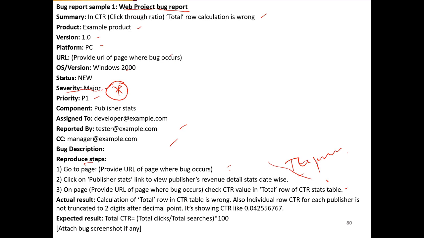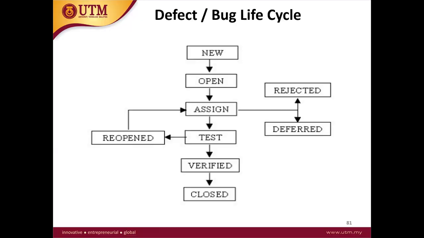Okay, actual result: calculation of total and so on. Then the expected result. This must be there so that we can see the difference between the actual result and the expected result. Okay, you need to master this. You need to be able to produce this. It is very important.